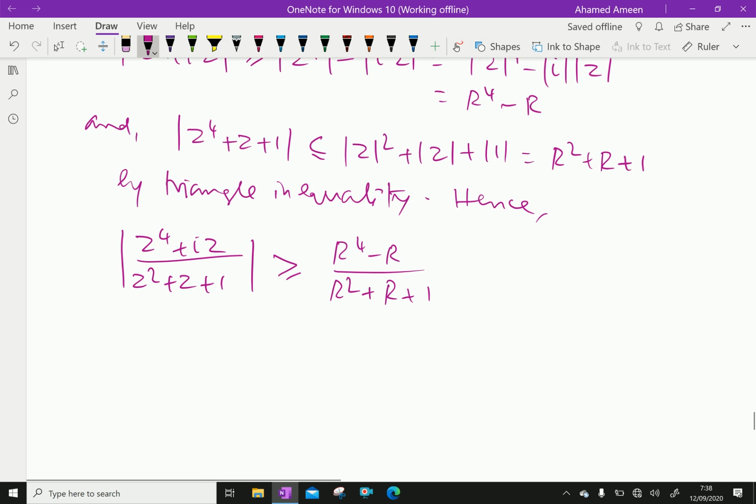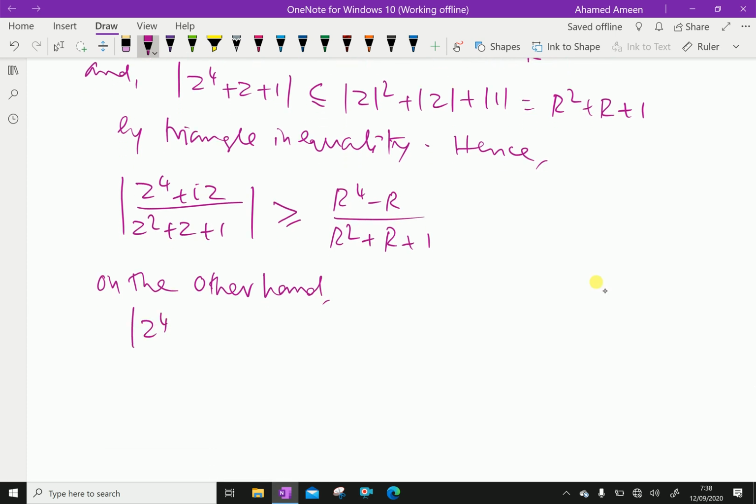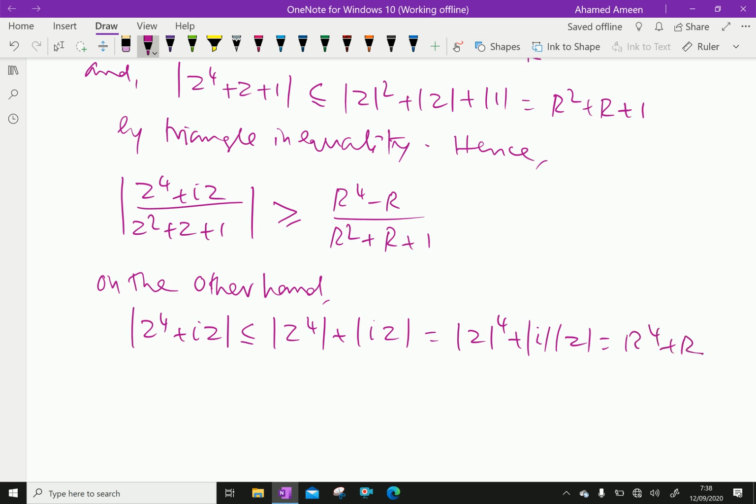On the other hand, we can say modulus of z power 4 plus iz is lesser or equal to modulus of z power 4 plus modulus of i and modulus of z, which is equal to r power 4 plus r.